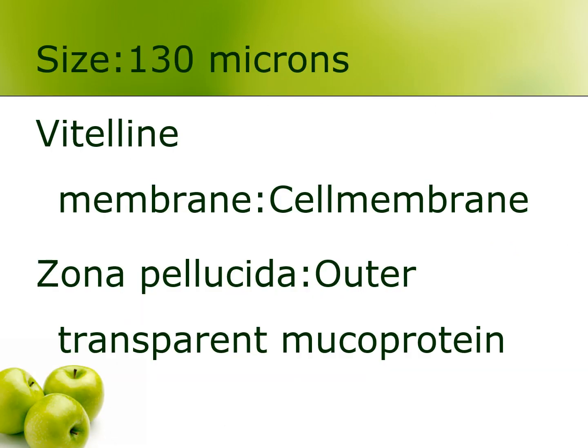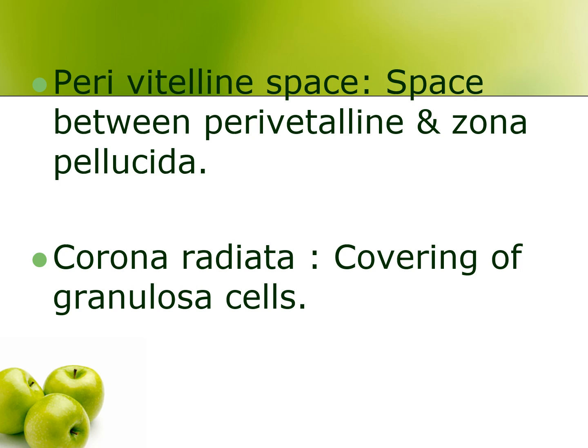If you look into the structure of the ovum, its size is 130 microns, and it is the largest cell in the body. Its outer covering or cell membrane we call the vitelline membrane. Inside the cell membrane, a thick outer transparent mucoprotein layer is there, known as the zona pellucida. The space between the vitelline membrane and the zona pellucida is known as the perivitelline space. This entire structure is covered by granulosa cells, and those granulosa cells are known as the corona radiata.